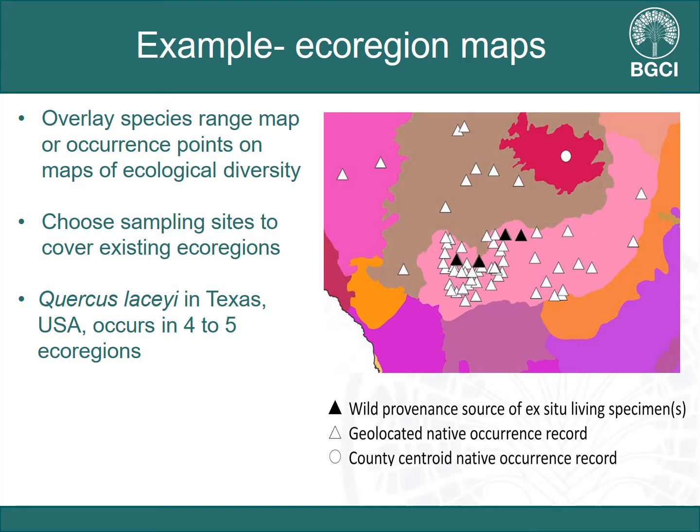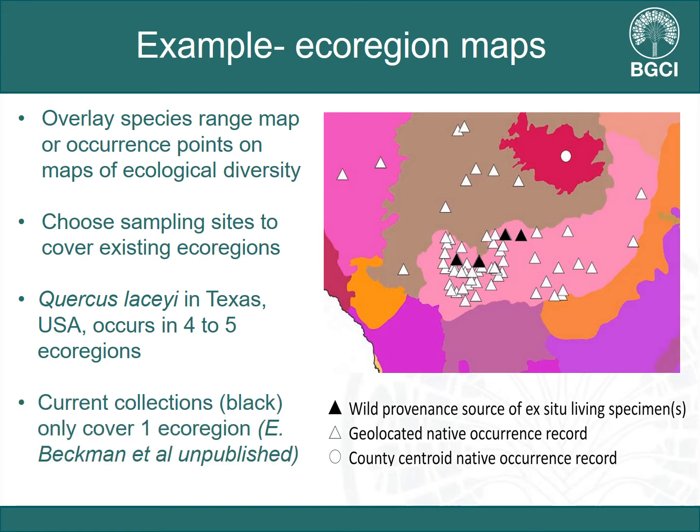You can see that the species occurs in 4 to 5 ecoregions. Existing samples, the black triangles, however, only cover one ecoregion. Sampling 1 to 2 sites at minimum from each of the unrepresented ecoregions is recommended.